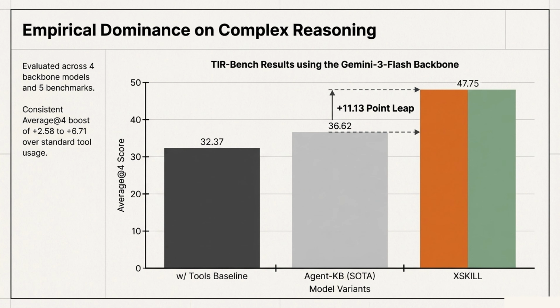This approach leads to what we call empirical dominance on complex reasoning tasks. Evaluated across 4 backbone models and 5 different benchmarks, XSKILL consistently boosted performance over standard tool usage. Looking at the TIR bench results using the Gemini 3 Flash backbone, you can see a massive plus 11.13-point leap over the previous state-of-the-art Agent KB baseline.